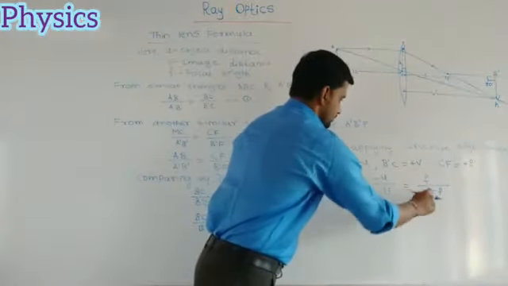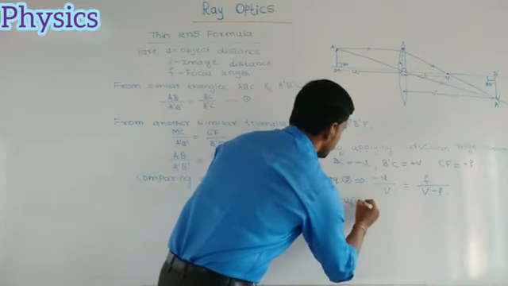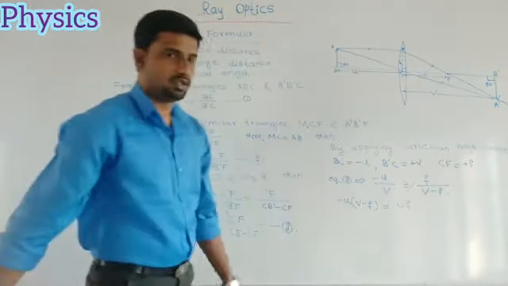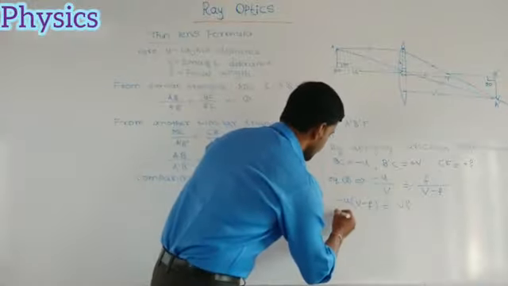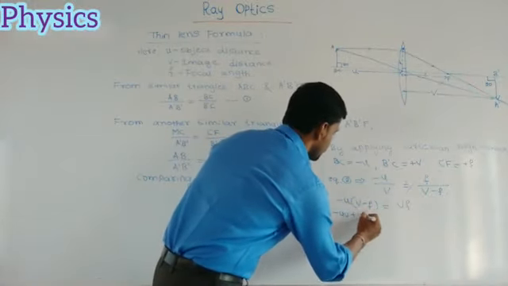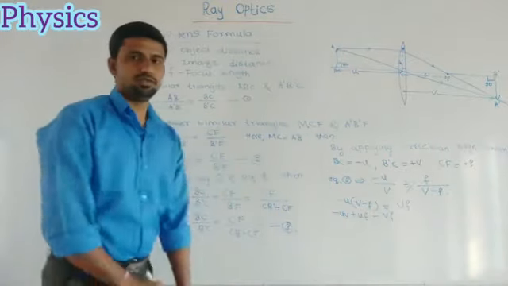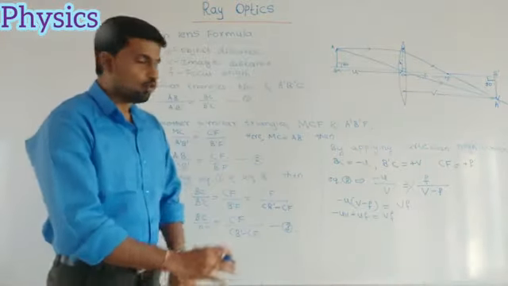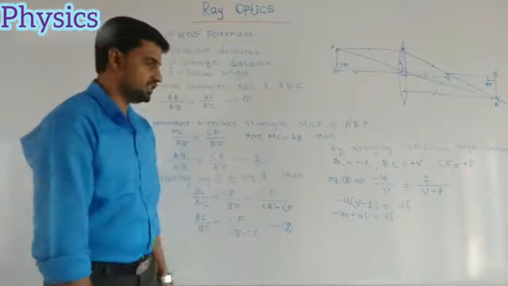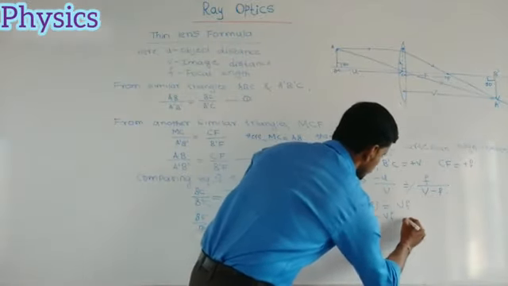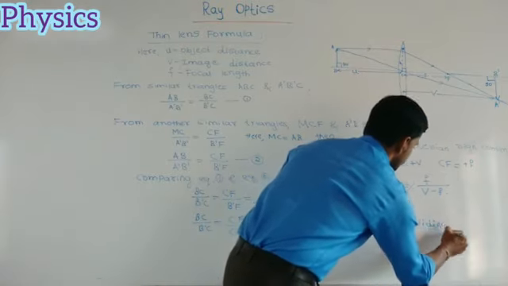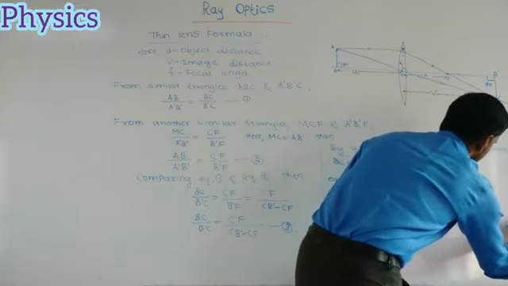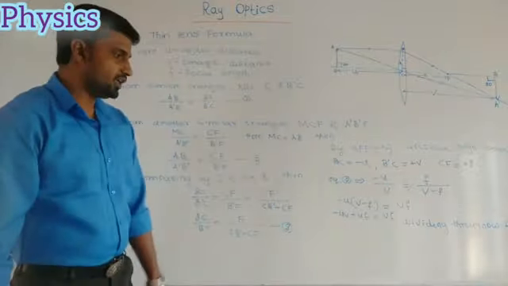Now by cross multiplication, we get minus U into V minus F is equal to VF. Multiplying inside, we get minus UV plus UF is equal to VF. This much we get. Now I am dividing this equation throughout by UVF. Then what do we get? Let's see.